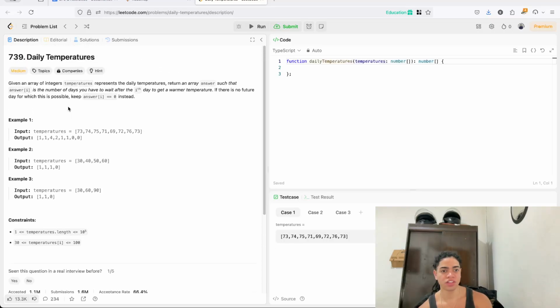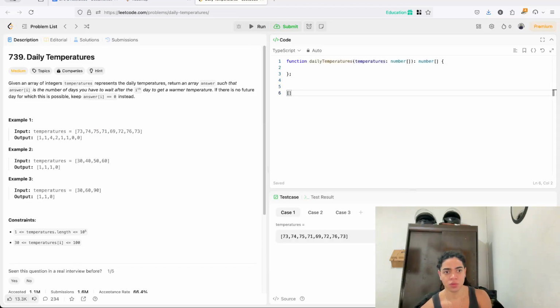The question is, return an array answer such that the element in that array is the number of days you have to wait after the day to get warmer temperature. So in this case, in this position you only have to wait 1 day because it's next to that. Here you have to wait 1 day. Here in this position, because this is less, let's actually do this.